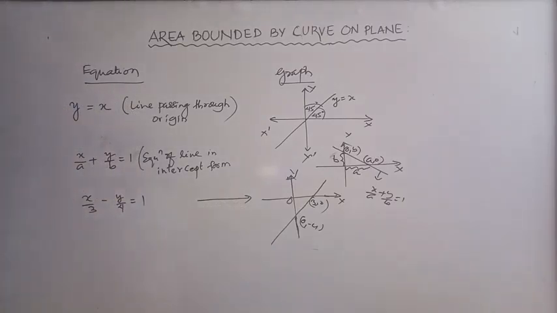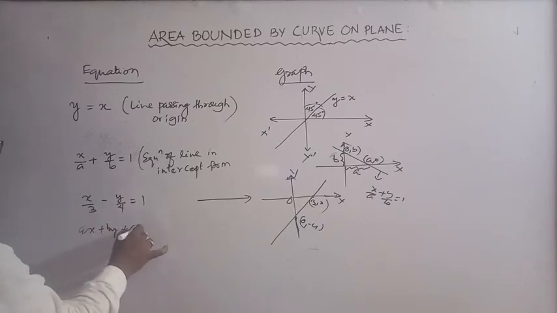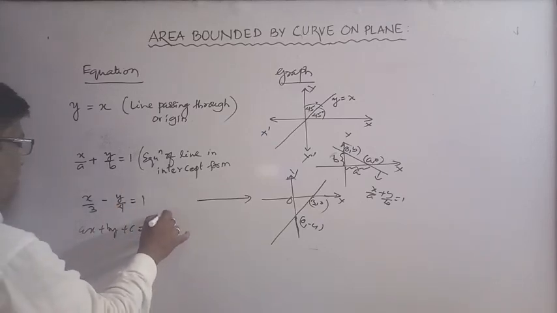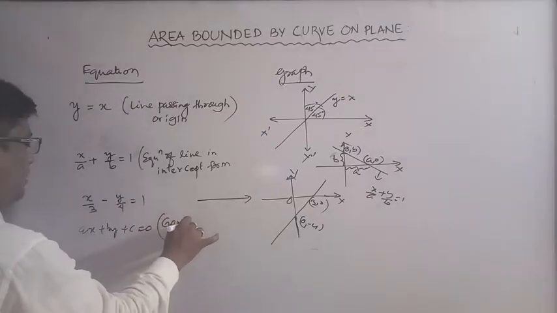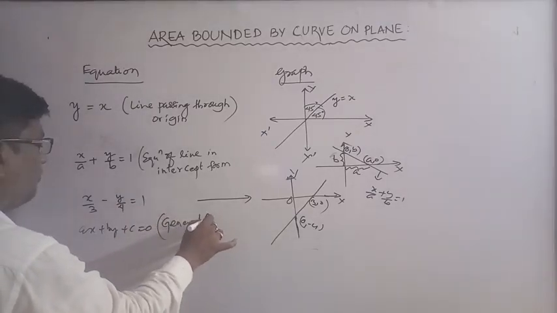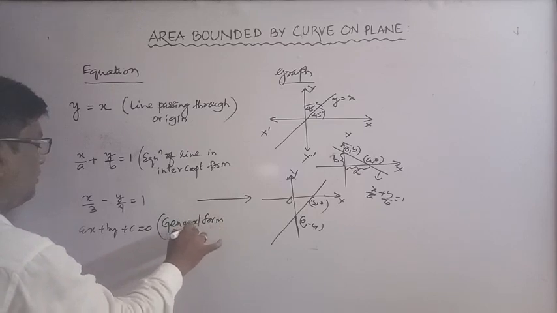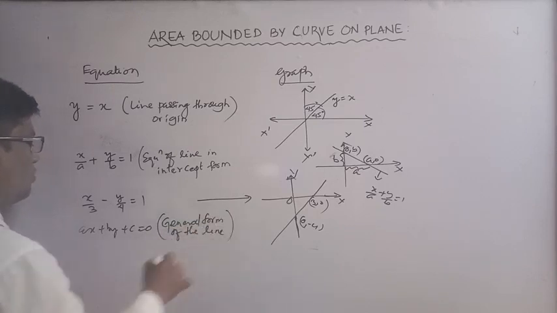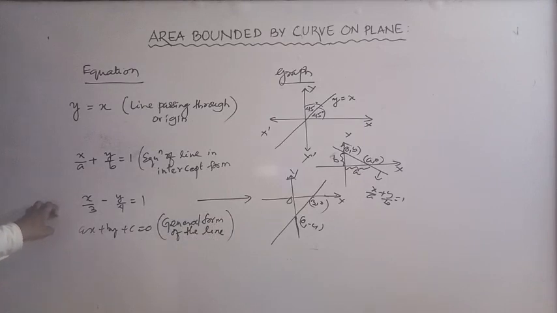Now this is the equation of a straight line. The general form of the equation of a straight line is ax plus by plus c is equal to 0. This is the general form of the line. You have to reduce it into intercept form, then draw the graph.